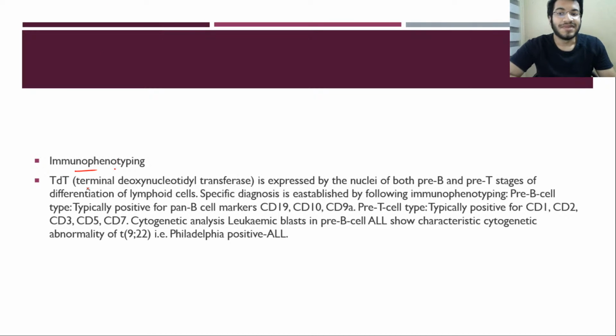Then immunophenotyping. TdT, terminal deoxynucleotidyl transferase, is expressed by the nuclei of both pre-B and pre-T stages of differentiation of the lymphoid cells. Then specific diagnosis is established by immunophenotyping. Pre-B cell type is positive for the pan-B cell markers, that is CD19, CD10, CD79A. And pre-T cell type is typically positive for CD1, CD2, CD3, CD5 and CD7.